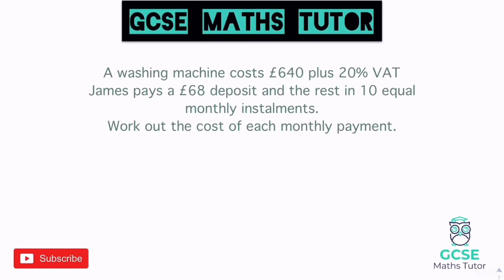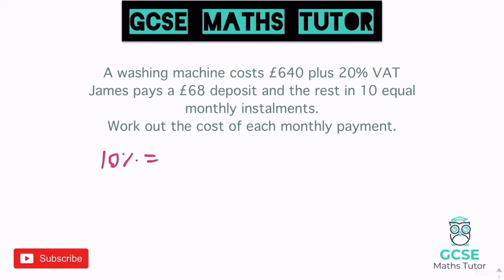Right, so a washing machine costs £640 plus 20% VAT. James pays a £68 deposit and the rest in 10 equal monthly instalments. Work out the cost of each monthly payment. So it's a percentage of an amount question, so we need to work out 20% of 640. 10% is the most important percentage we ever have to work out, so we can work out everything from there.